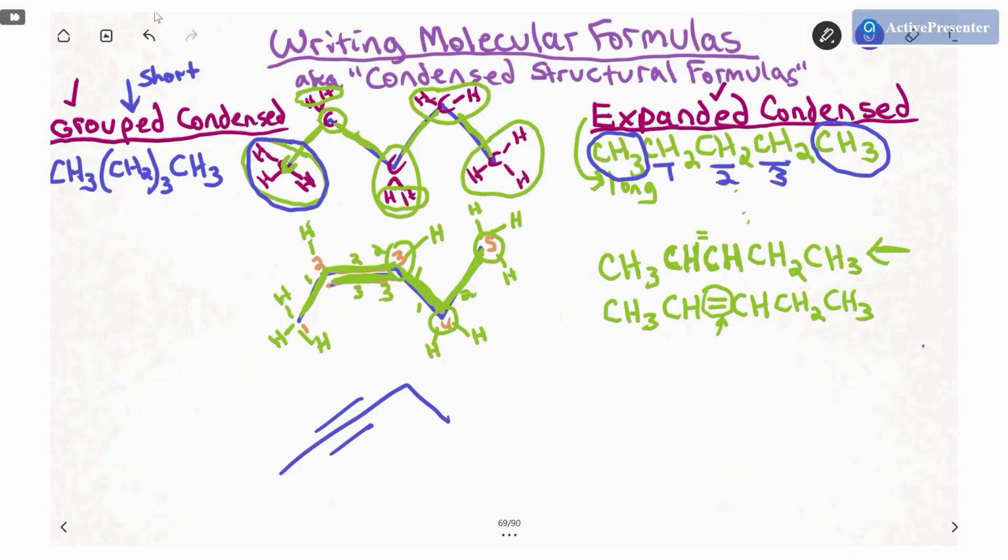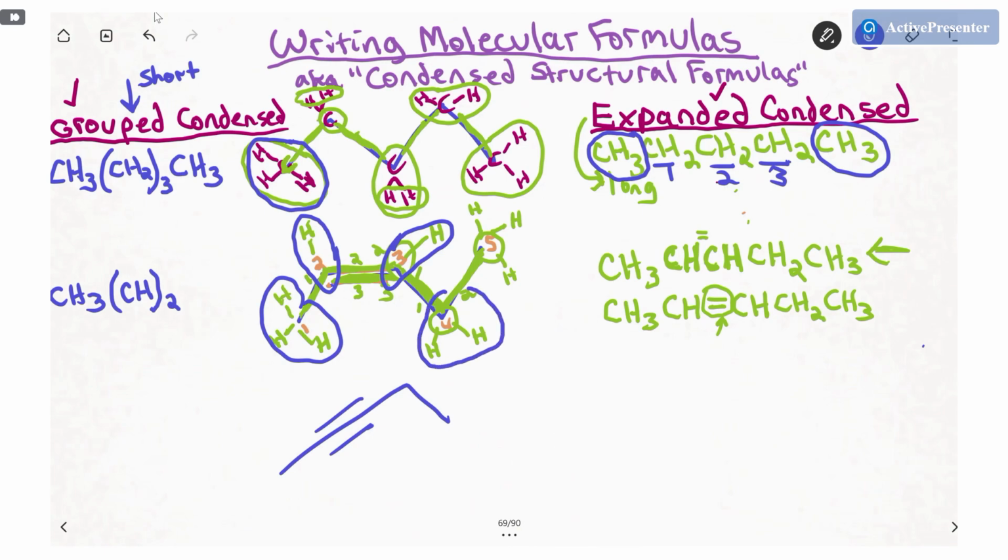Now to write it in grouped condensed, we're going to do CH3. And then we have just CH. And we have another CH. So we can put those in parentheses and just go CH. And there's two of them. So outside the parentheses, you want to go 2. And then the next carbon has 2 CHs to it. So we can go CH2. And then the end carbon has 3 hydrogens, so we can go CH3.